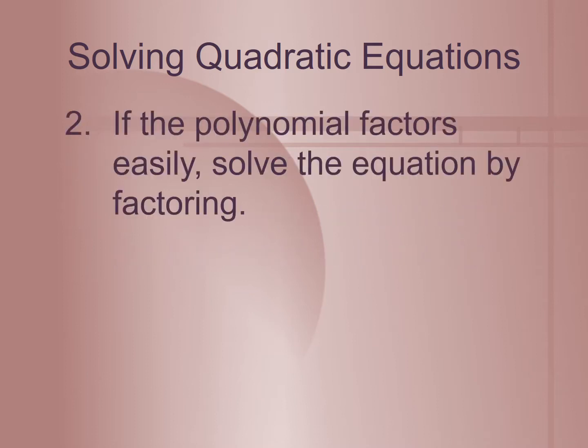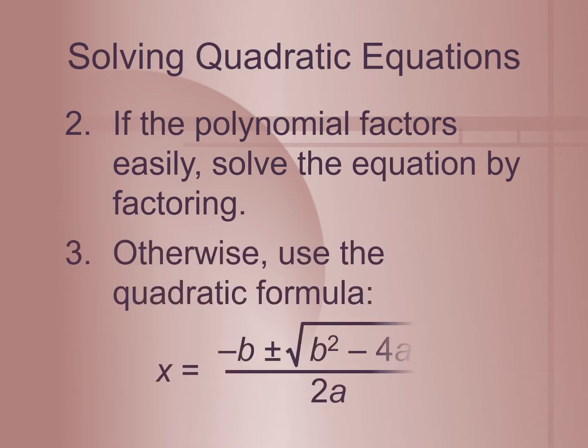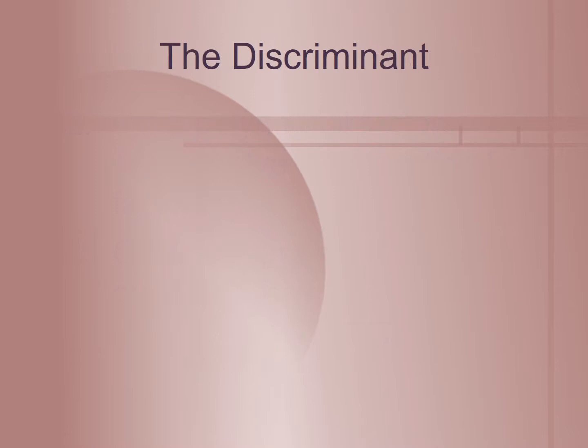Now, if the polynomial factors easily, then use the factoring method. Otherwise, if the square root method or the factoring method doesn't come easily, then go ahead and use the quadratic formula. You can always use the quadratic formula to solve a quadratic equation. Just a reminder, the quadratic formula is x equals negative b plus or minus the square root of b squared minus 4ac, all over 2a.